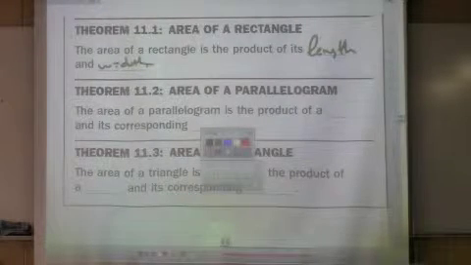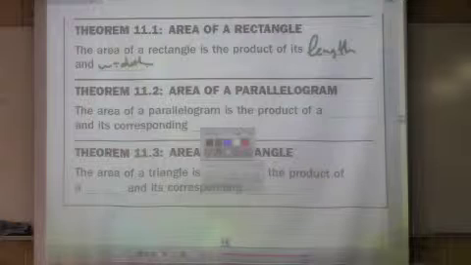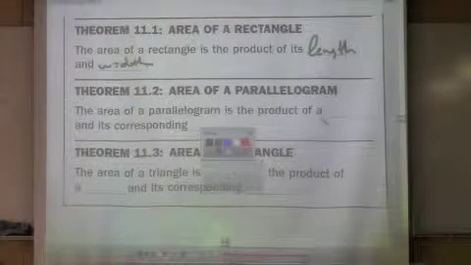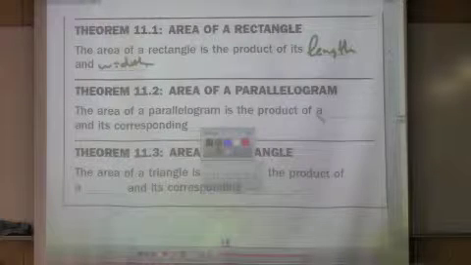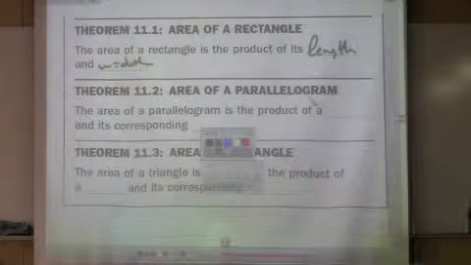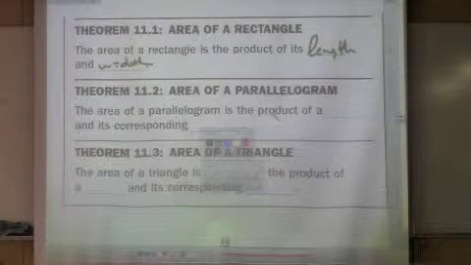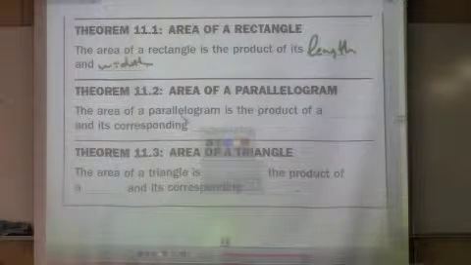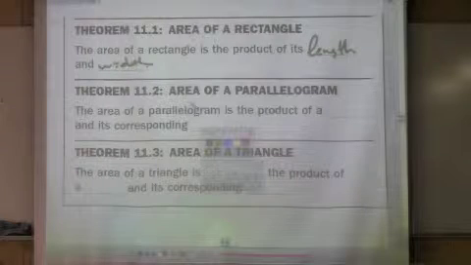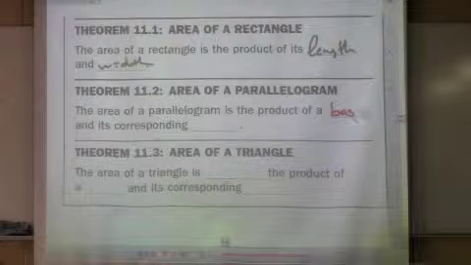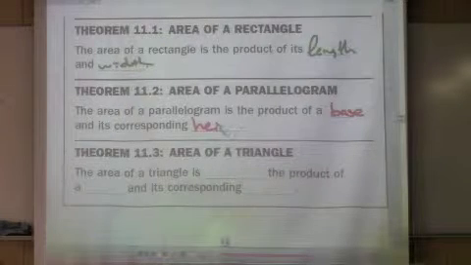Anybody know how to find the area of a parallelogram? Addison, do you know? Multiply the base by, or multiply one of the bases by the height, which would be the distance between that base and its opposite. Yep, so base times height. Kind of same as a rectangle almost, length times width, except in a parallelogram we call it base times height. Area of a parallelogram is the product of a base and its corresponding height.